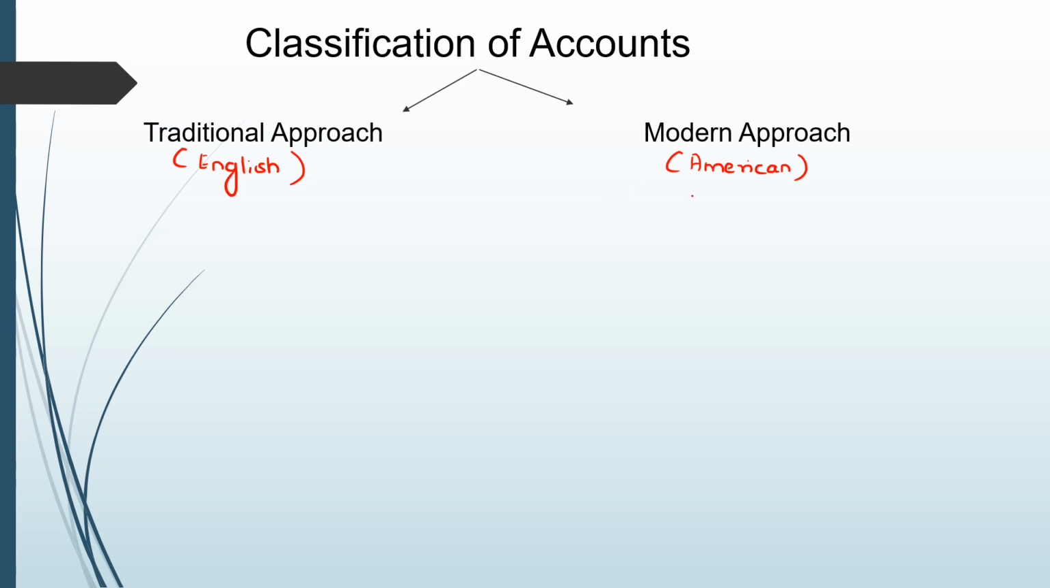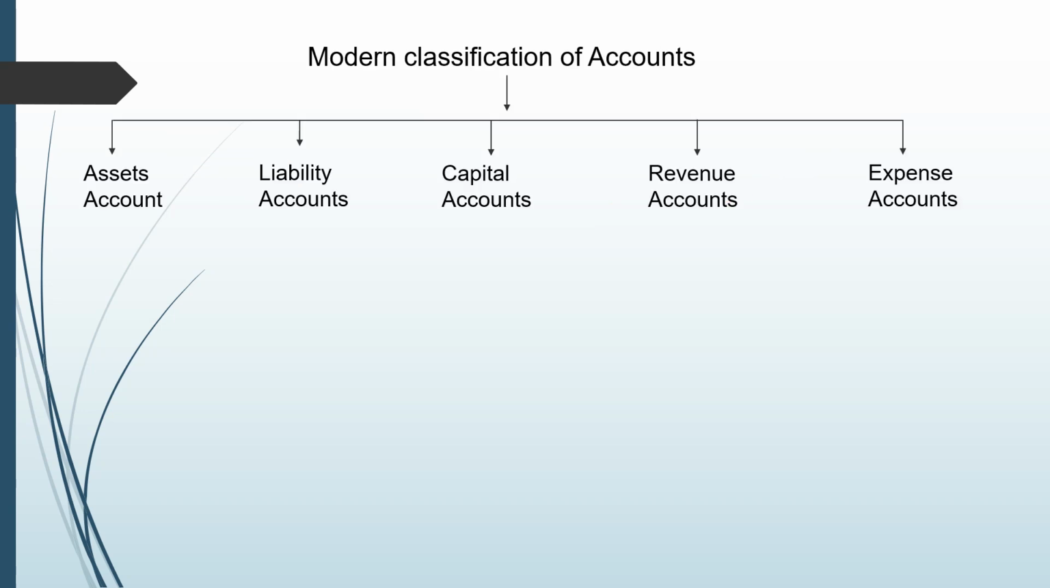The modern approach or the American approach. The accounts are classified under the modern classification as asset account, liability account, capital account, revenue account, expense account. So accounts are classified into these 5 categories. Now, what is included in these different types of accounts?